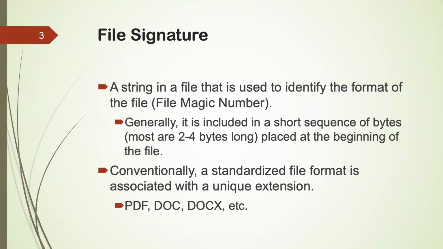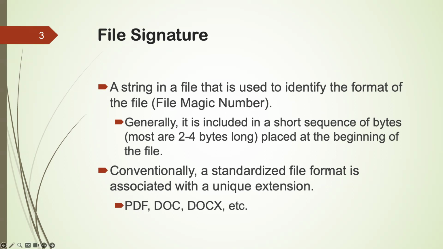So to understand that, we have to understand a file signature. So what is a file signature? A file signature is a string in a file that is used to identify the format of the file. You can also call it a magic number. Generally, the first 2 or 4 bytes at the very beginning of a file represent the type of the file. So for example, Microsoft Word has its own set of 2 or 4 bytes that indicates the type of the file within the data.